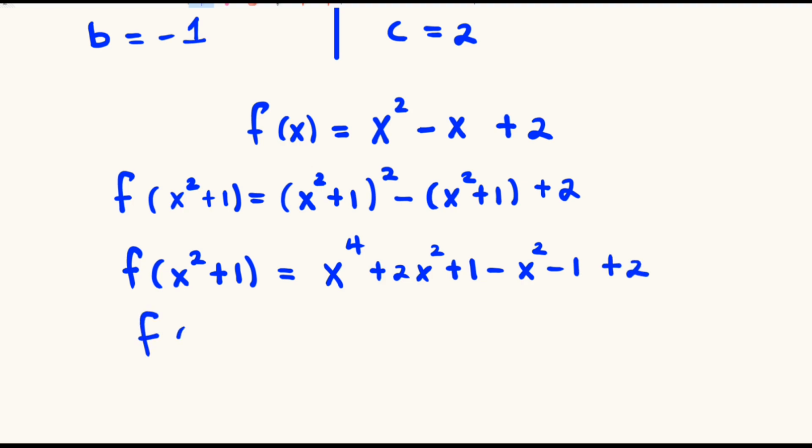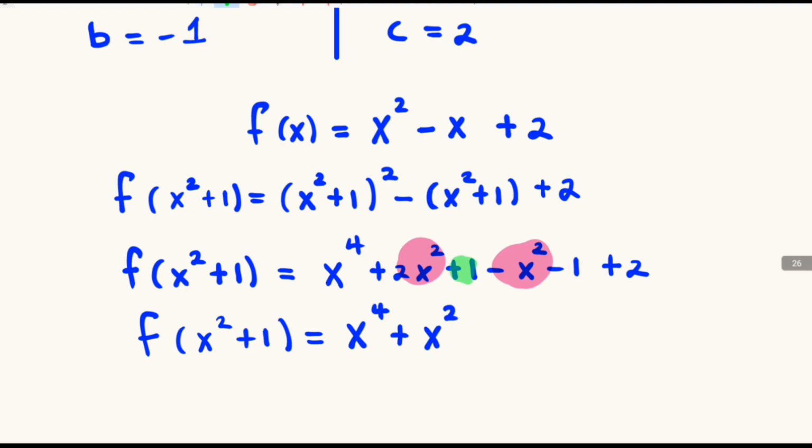So our f of x squared plus 1 will be equal to x to the power 4. So the 2x squared and the negative x squared are like terms, so we have positive x squared, and the 1 minus 1 will be equal to 0 plus 2. And this will be our f of x squared plus 1.